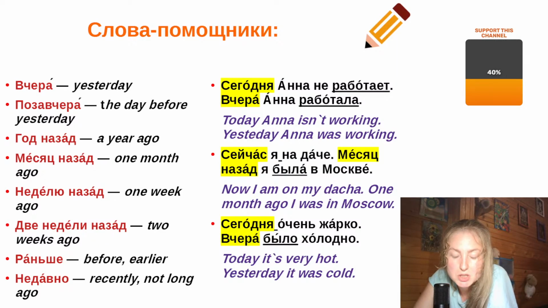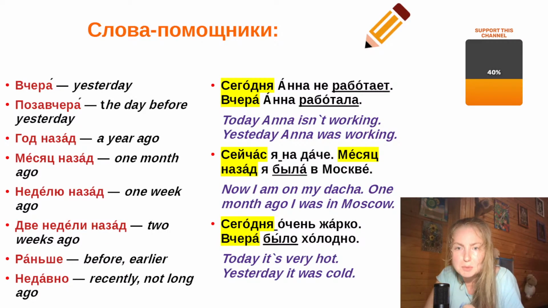In the present tense, we don't have any verbs, like сегодня я на даче. The exact translation in English will be like: today I on the countryside. No verbs in the present tense. But when we transform the sentence into the past tense, we will get месяц назад я была в Москве. I was in Moscow. So the past tense is absolutely the same as in English.